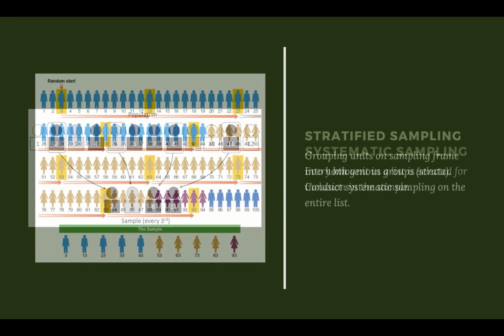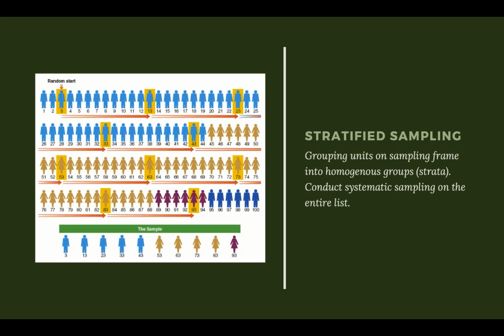When you're doing systematic sampling, it's wise to randomly sort your list, because if you don't, you're going to oversample specific people. Stratified sampling is grouping all of these units in the sampling frame into strata, or homogeneous groups. Then you conduct a sampling technique on the entire list. So you can sort all the white men, then white women, then black women, then black men in our list, and we can do a systematic sampling technique. Say every 10th person we're going to select.